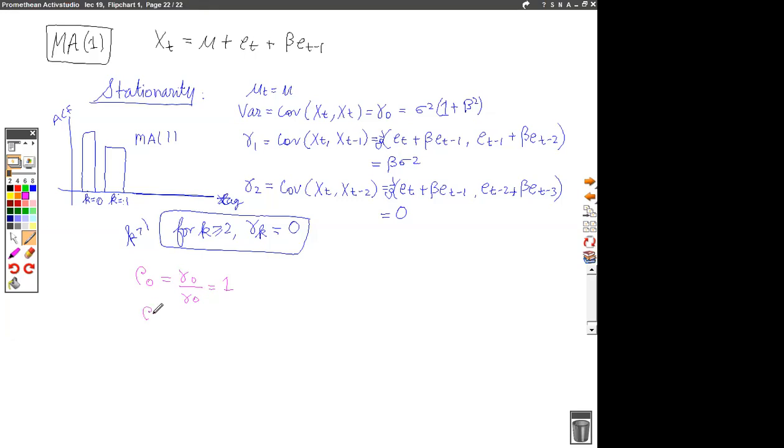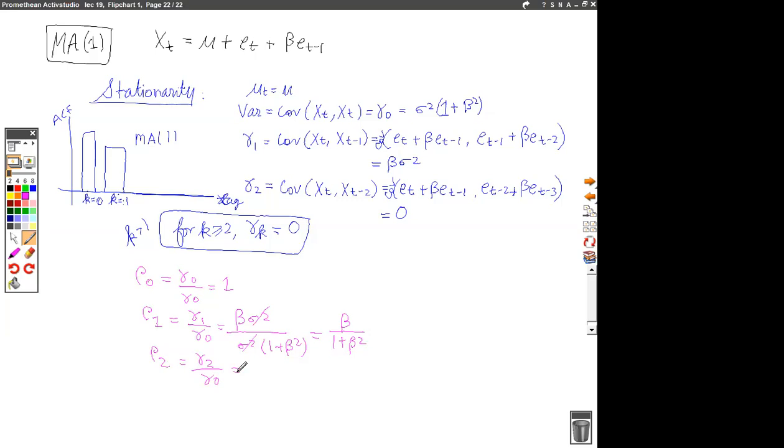So let us now look at rho 1. This is nothing but gamma 1 upon gamma 0. So gamma 1 is what? Beta sigma squared, so I write beta sigma squared. And what is my gamma 0 here? Sigma squared times 1 plus beta squared. So these will cancel and I'll be left with beta upon 1 plus beta squared.